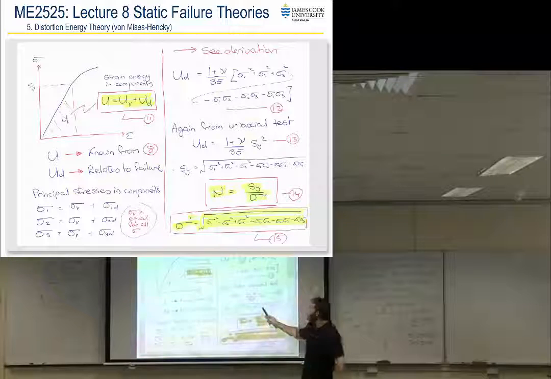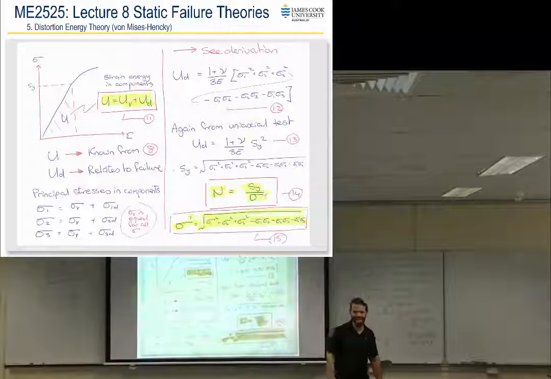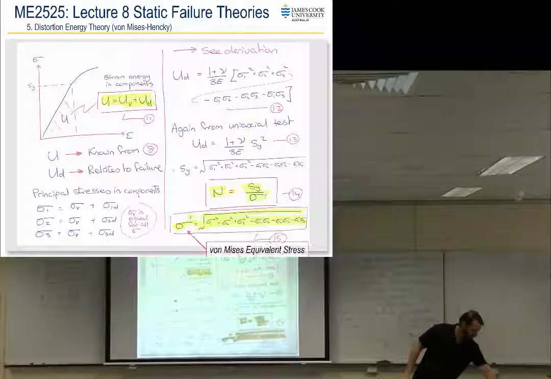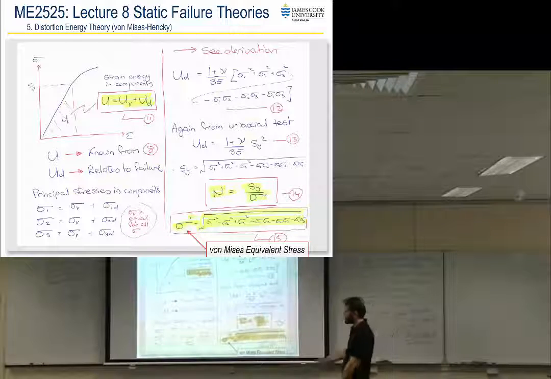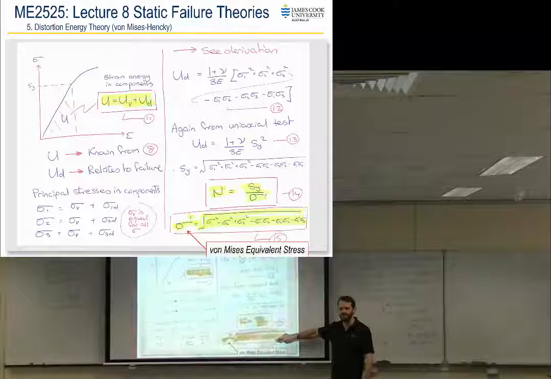Alright. Once again, we just rearrange, we get a factor of safety. Factor of safety equals Sy on sigma dashed. And this is the equation for sigma dashed, and that really good von Mises stress that I've been talking about, being a nice representative stress. All right. This is von Mises stress.